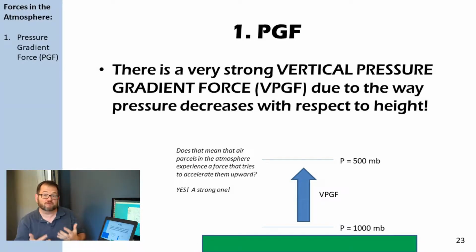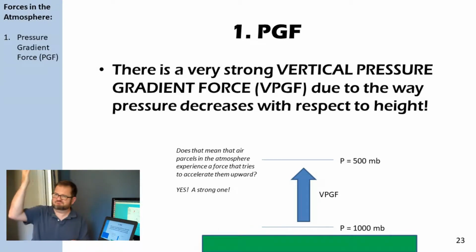There's a very strong vertical pressure gradient in the atmosphere. The pressure here at the surface of the Earth is in the ballpark of 1,000 millibars, but as you go up in the atmosphere, the pressure decreases. For example, a few kilometers up in the atmosphere, you're already up to 500 millibars.